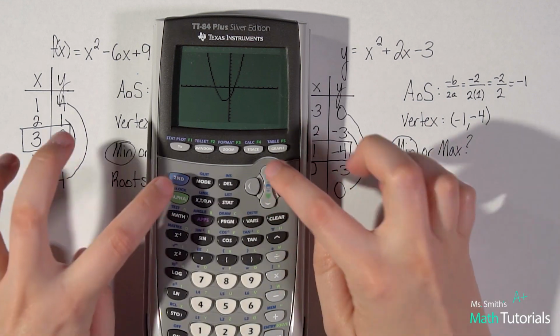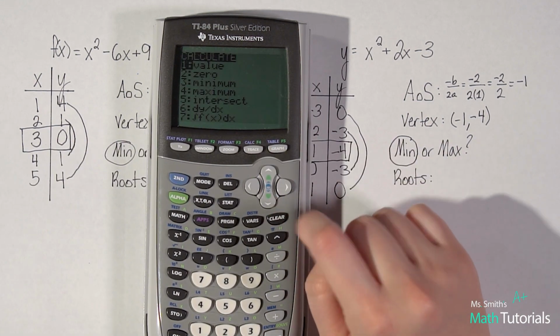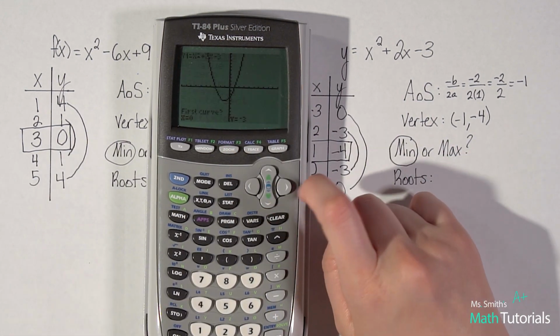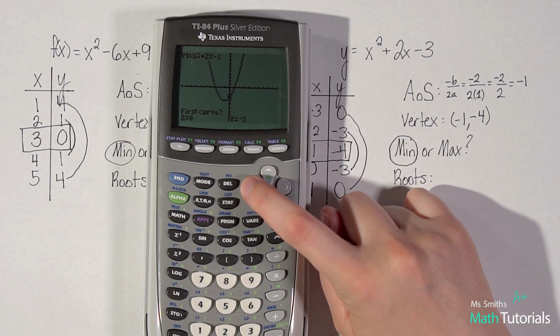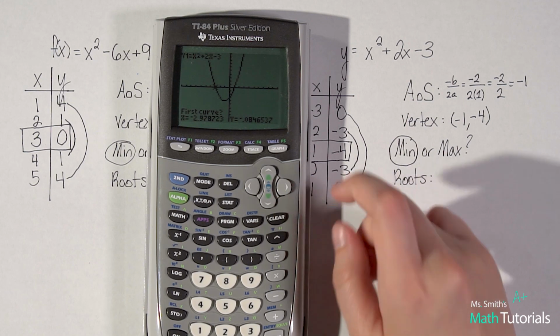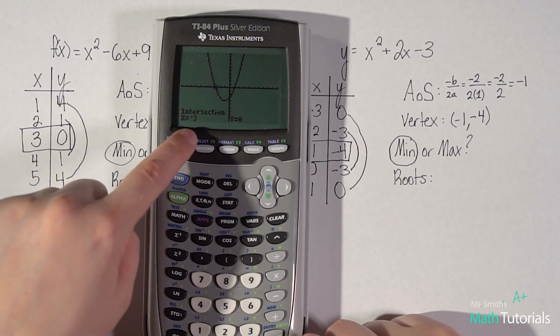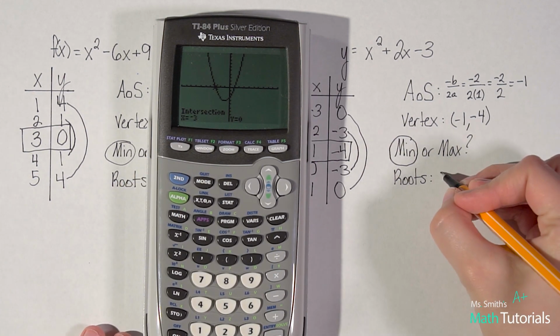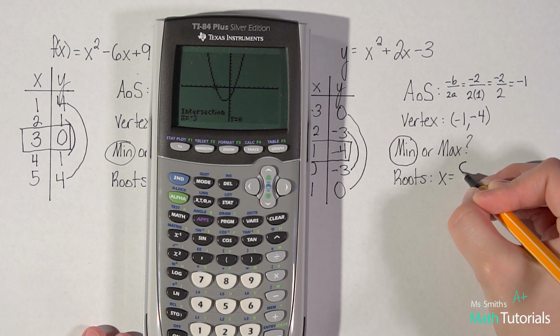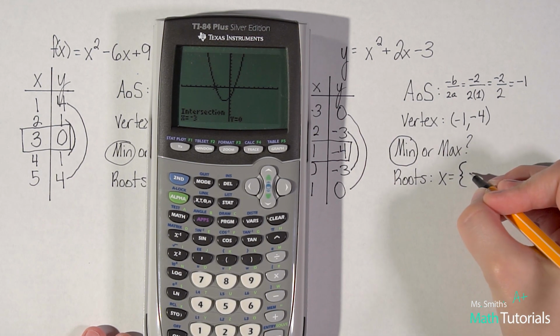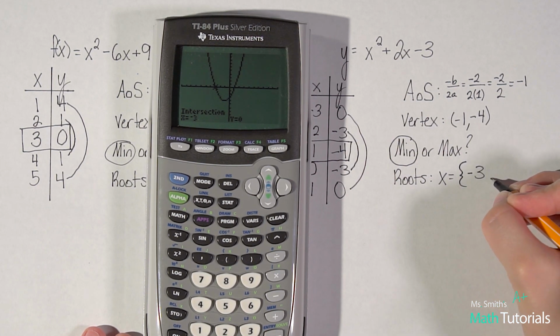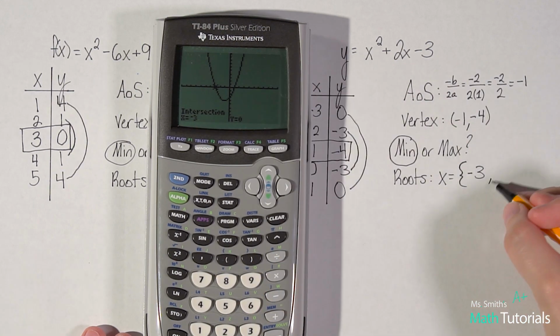Okay, I hit second trace, go to intersect, 5. There's my spaceship. I want to beep, beep, beep it over to that first intersection. Just get it right approximately where it is. Hit enter 1, 2, 3 times. Okay, so I see it intersects at negative 3. So x equals negative 3.